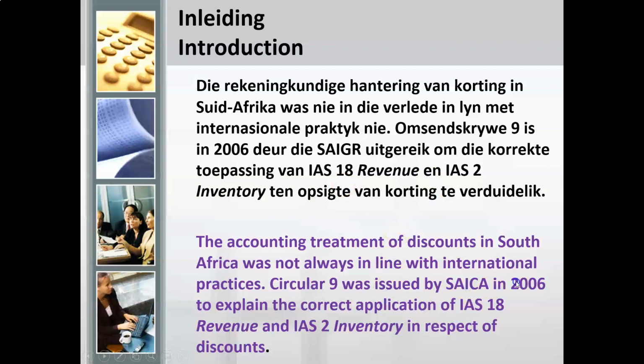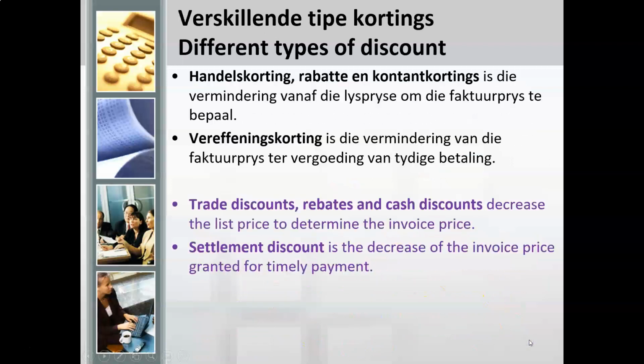Now, there were some changes made to IAS 18 and IAS 2 where they now prescribe how certain discounts should be dealt with in the accounting records. The first thing that you should know is what a trade discount, a rebate, and a cash discount are.